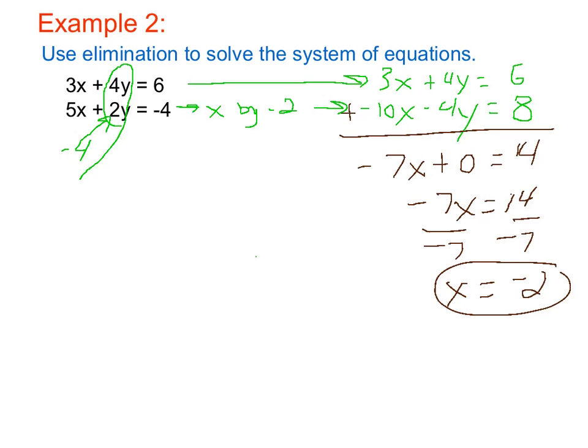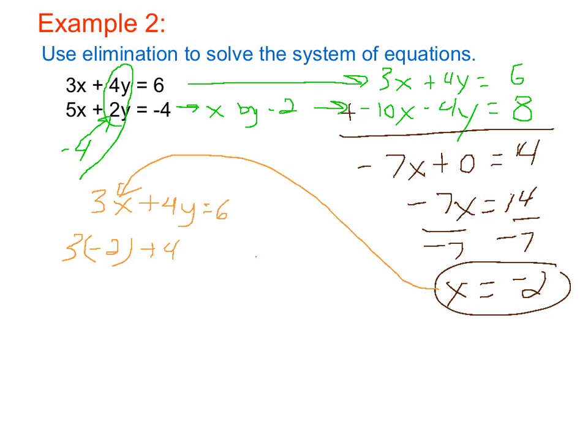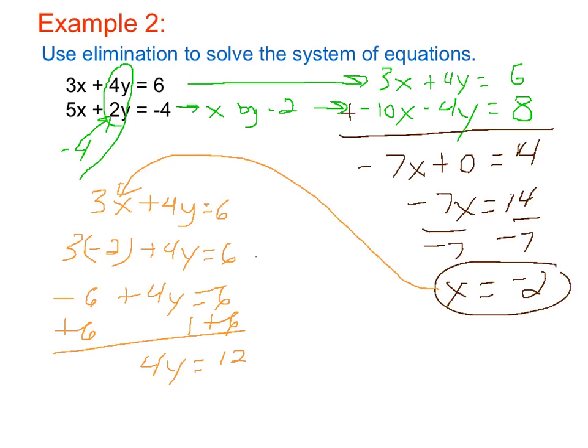Okay, I'm just going to recopy the first equation. Going to take the x value we found and plug it in there so that we can find y. So we have 3 times negative 2 plus 4y equal to 6. So we got negative 6 plus 4y equals 6. Add 6 to both sides. So then we have 4y equals 12. Divide by 4, so y is going to equal 3. Remember, when we write our solution, we're going to write the x first, y second, so we have the point negative 2, 3.